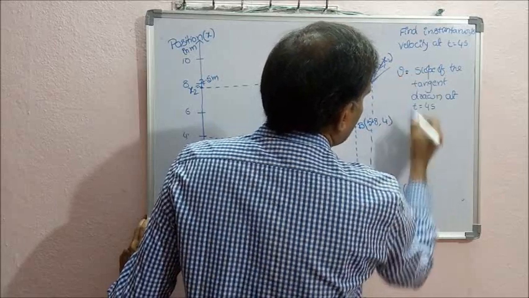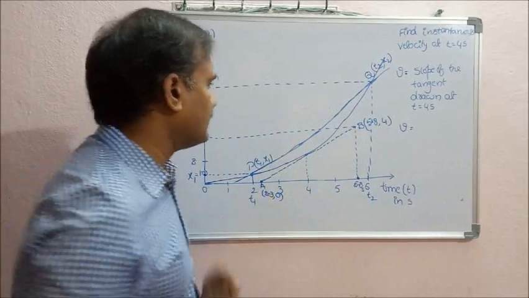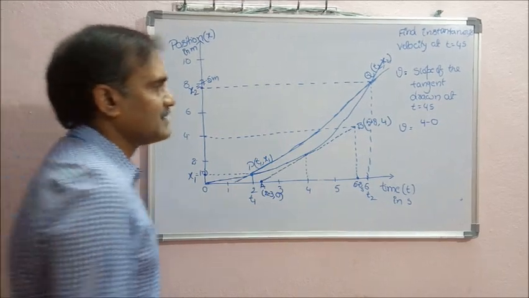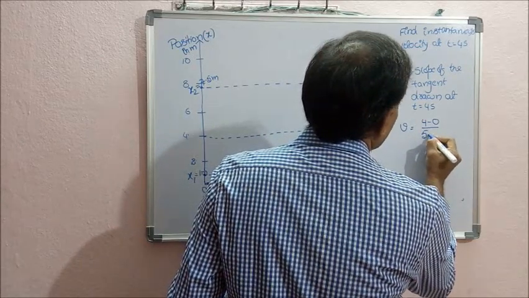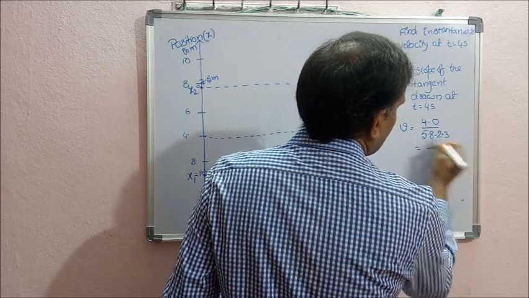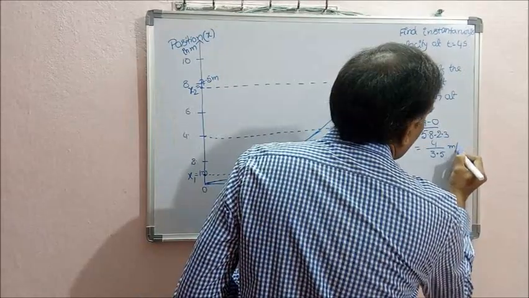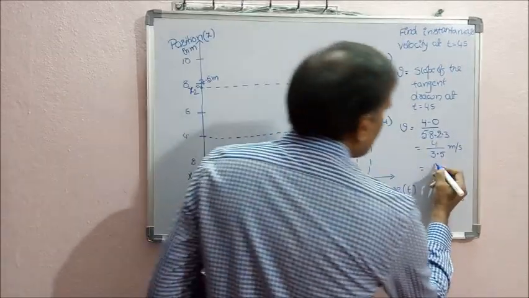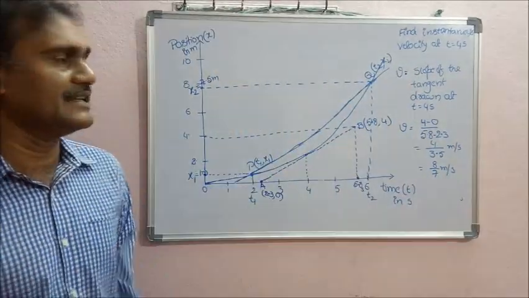Then, that V is equal to slope of the tangent. Change in y coordinates, 4 minus 0, divided by change in x coordinates, 5.8 minus 2.3. 4 divided by 3.5 meter per second, or 8 by 7 meter per second. That is the instantaneous velocity.